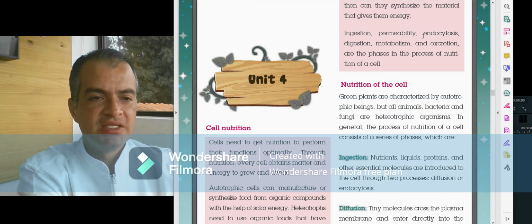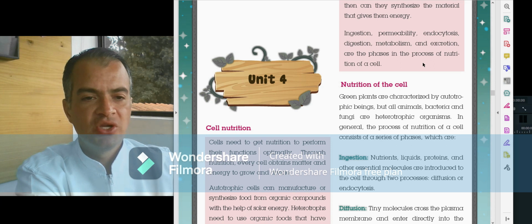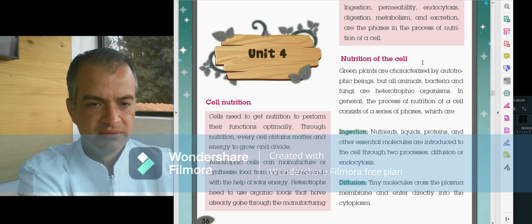Ingestion, permeability, endocytosis, digestion, metabolism, and excretion are the phases of the process of nutrition of a cell. La ingestión, la permeabilidad, la endocitosis, la digestión, el metabolismo y la excreción son las fases en el proceso de nutrición de una célula.